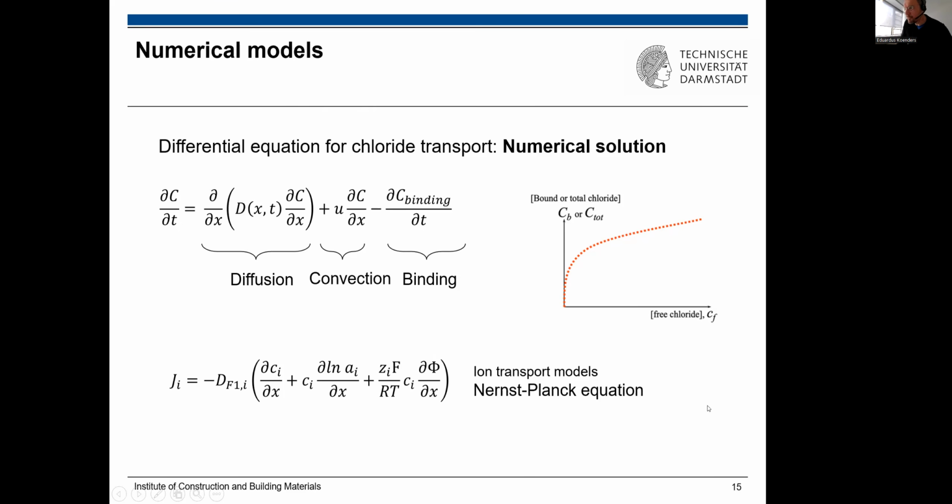You can even look at the individual ion species and use a Nernst-Planck equation. That's also an approach that one of the modelers has. So a good representative set of models was available in this technical committee.